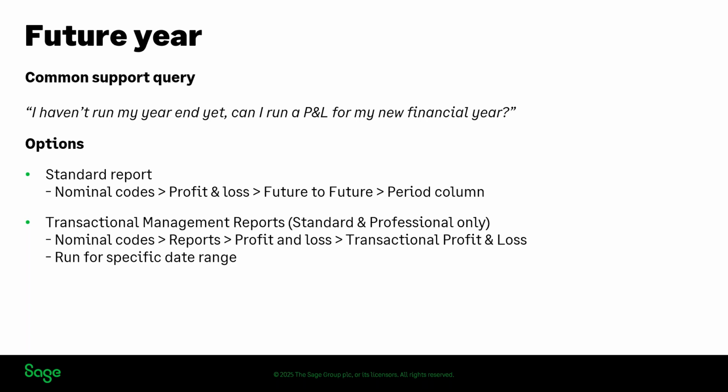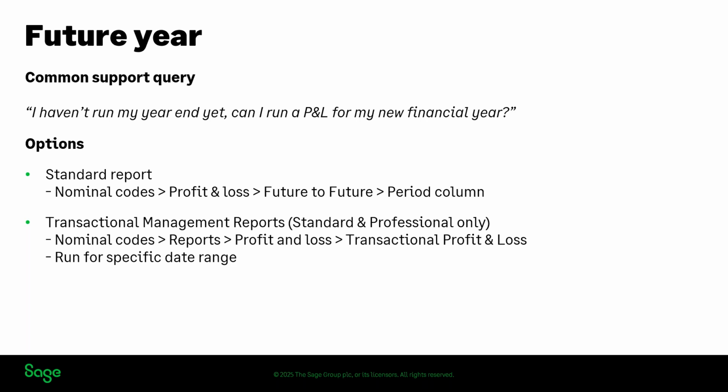Now, to access the transactional management reports, you would go into nominal codes, then reports, and you'll have various management report folders. So if you went into profit and loss, there's one called a transactional profit and loss. We'll see that in just a second. When you run that, you can specify whatever date range you want, whether that's in your current financial year, a previous financial year, or into what will be your new financial year. And it doesn't have to be based around whole months either.